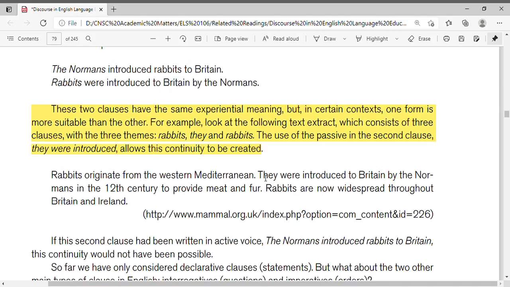If we are going to analyze this, you know for a fact that the theme in the first clause is rabbits, while the remaining part of it is the rheme. If the second clause were written in its active form, which is this one, the Normans introduced rabbits to Britain, the theme here, which is the Normans, unfortunately has nothing to do with the rabbits or the rheme, which is originate from the Western Mediterranean. If that is the case, there is a violation in the theme-rheme progression, which means that the use of the active structure of this second clause cannot ensure the continuity of the ongoing discourse.